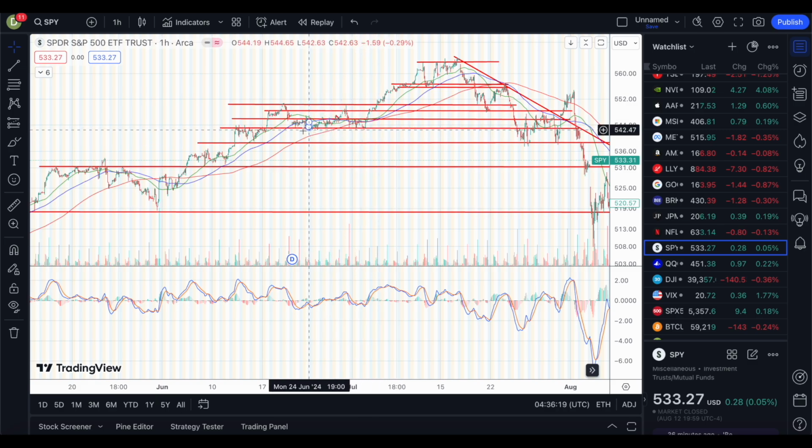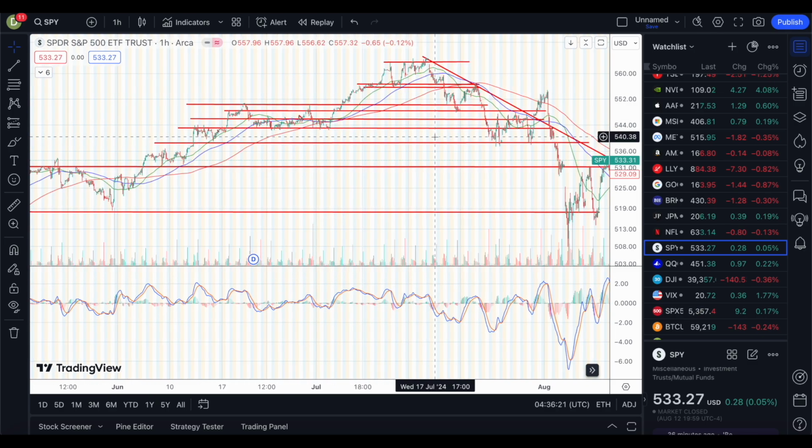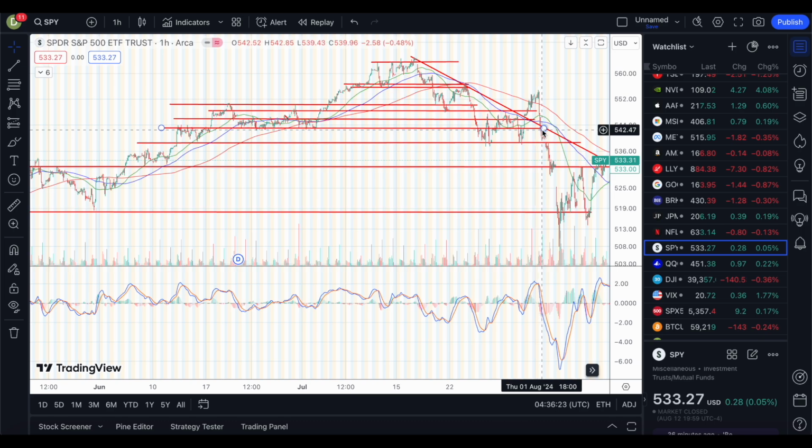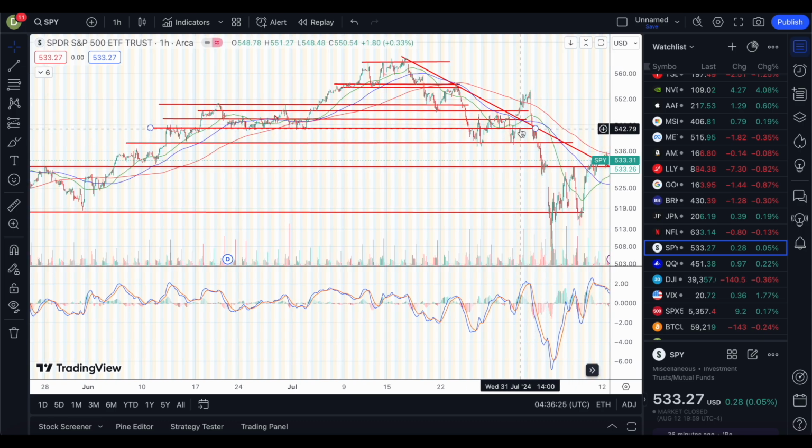Plus, we see support throughout the whole range about here, and then there's a couple more resistance and support touch points as well. But that again is about, give or take, $543 and some change.